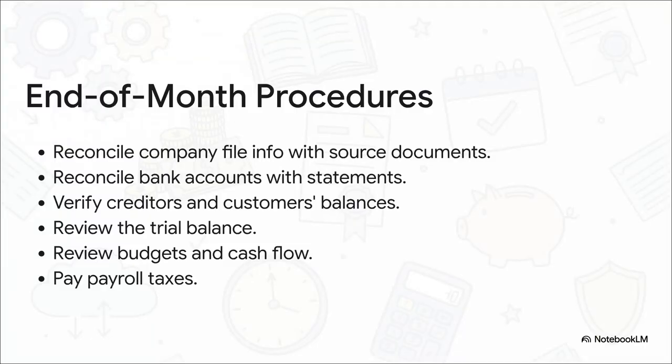So what does that actually look like at the end of every month? Well, it's a methodical process. You're going to reconcile your company files against your source documents, check your bank accounts against the statements, and then verify that your creditor and customer balances are all correct. After that, you'll review the trial balance, take a look at your budgets and cash flow, and of course, pay any payroll taxes that are due.